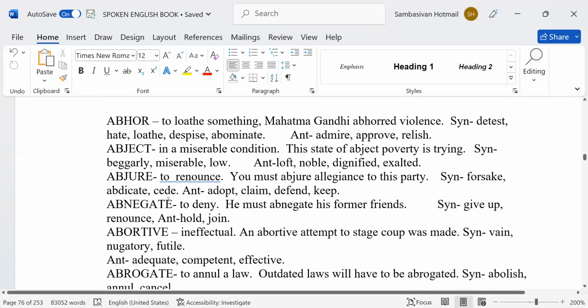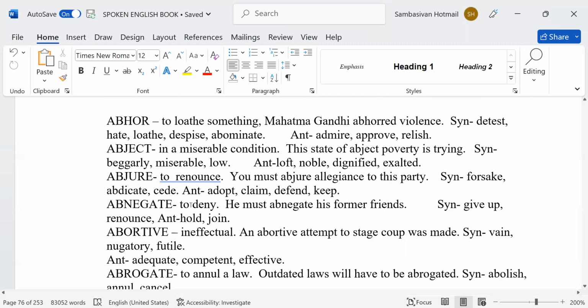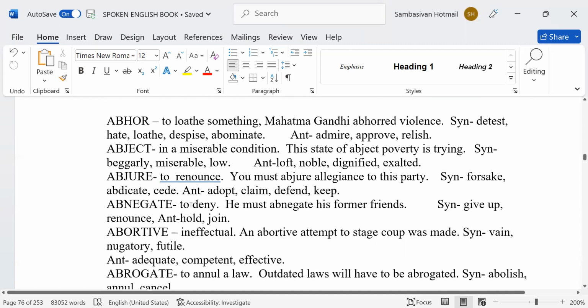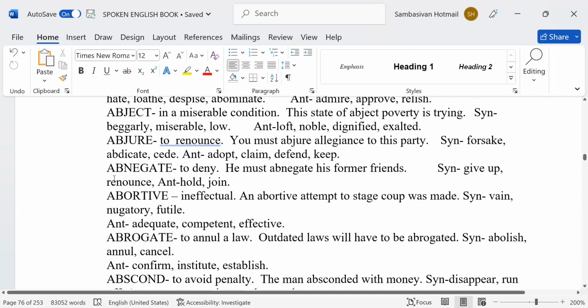Exalted. Continue. Abjure: to renounce. You must abjure allegiance to this party. Synonyms: forsake, abdicate, cede. Antonyms: adopt, claim, defend, keep. Okay, sorry, Antonym. Next one. Abnegate: to deny. He must abnegate his former friends. Synonyms: give up, renounce. Antonyms: hold, join.